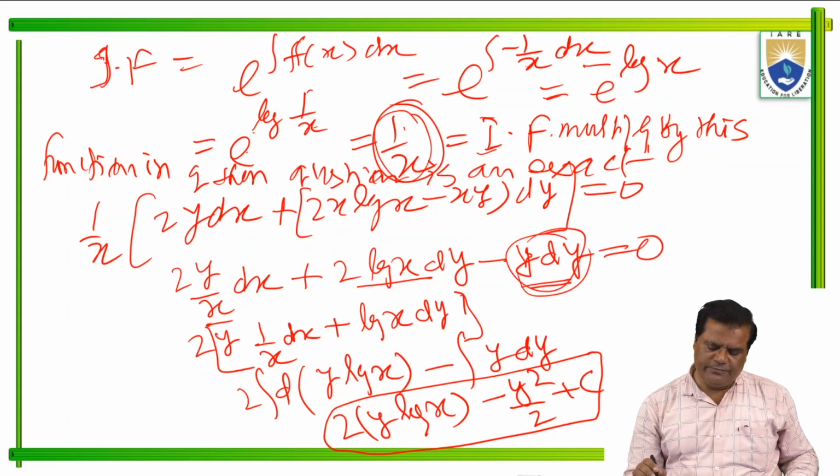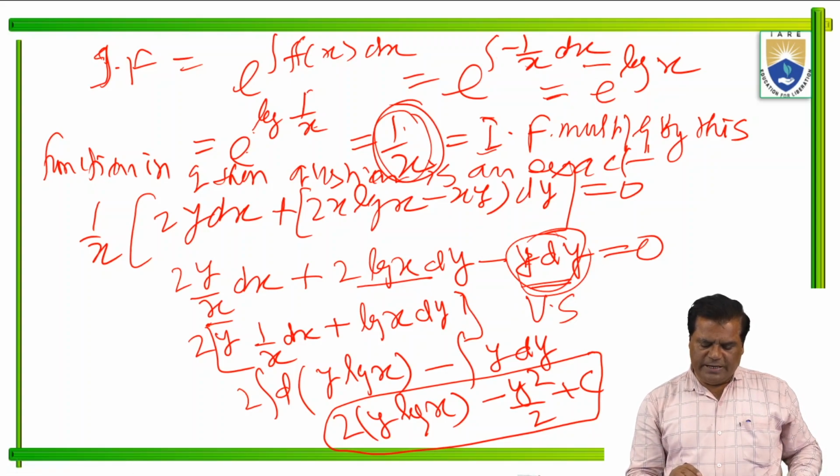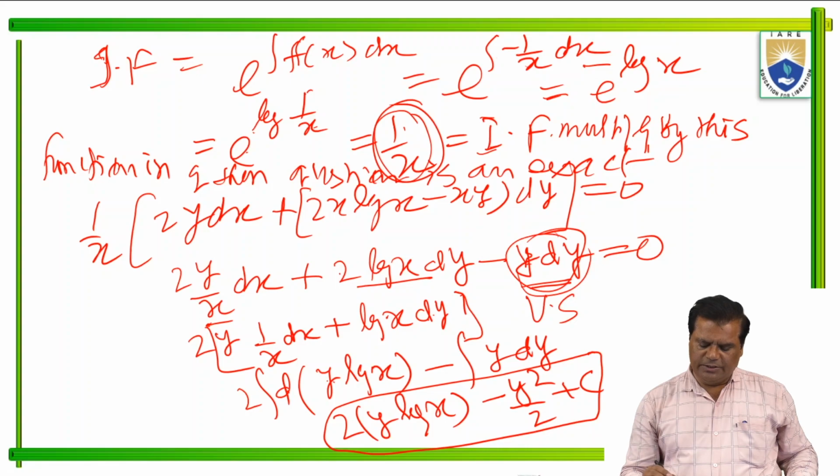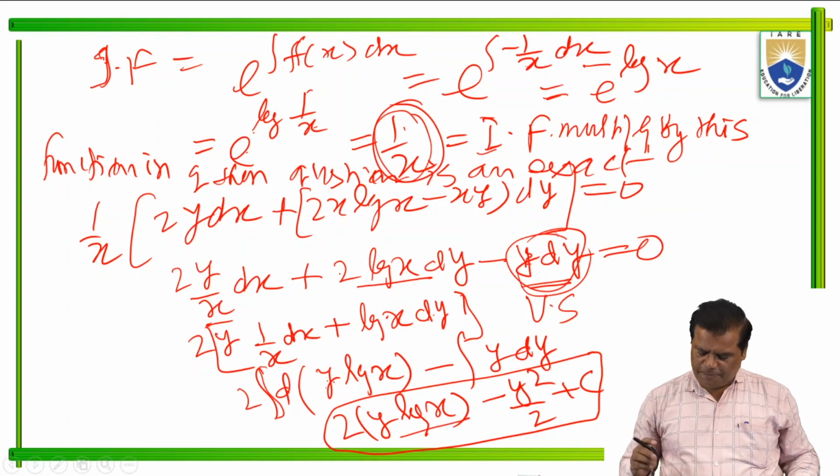This is the integrating function. Variable separable here. So y square upon 2, and the other part, with 1 upon 2 common, is 1 upon x dx plus log x dy. This result is the differentiation of y log x: differential of y is dy, log x constant, plus y constant, times the derivative of log x, 1 upon x dx. Integrating on both sides, the integration of this is y log x. So this is the answer.